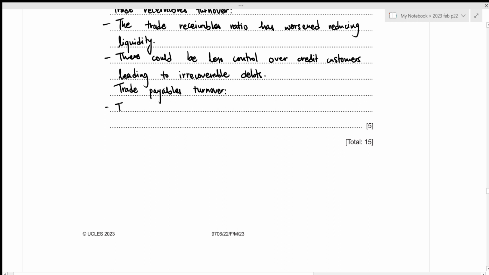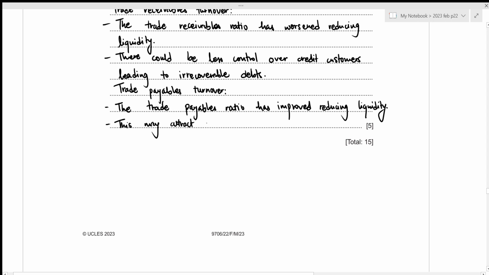Let's write it down. The trade payables ratio has improved, but this will reduce the liquidity. But since we're paying at a shorter period, this just means that we might attract more discounts, which could improve our profits. Let's write it down. This may attract more discount receipts, improving profits.